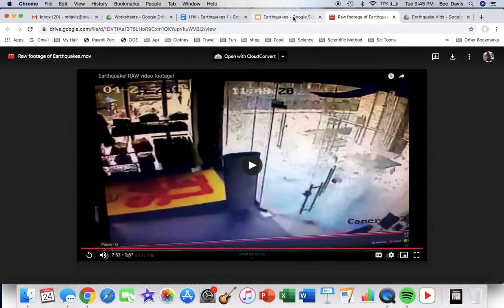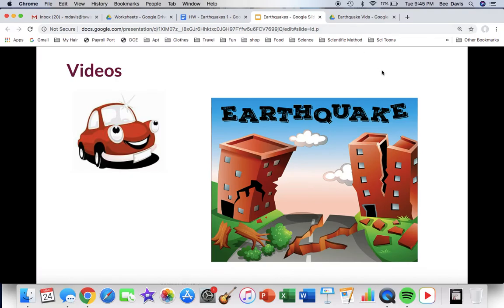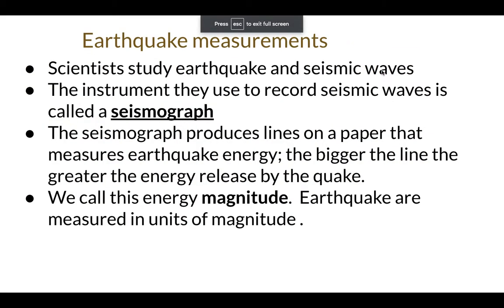All right, so let's go back. Earthquake measurements. Scientists study earthquakes and seismic waves. They study the earthquakes, like where they started, the epicenter, the focus, and they study the seismic waves. The instruments they use to record seismic waves are called seismographs. The seismograph produces lines on a paper that measure earthquake energy. The bigger the line, the greater the energy that was released by the earthquake.